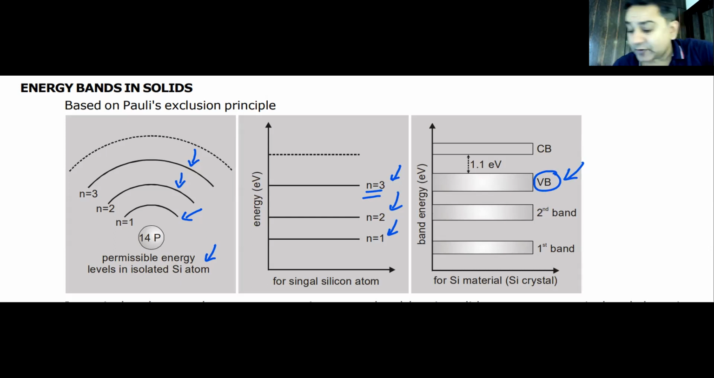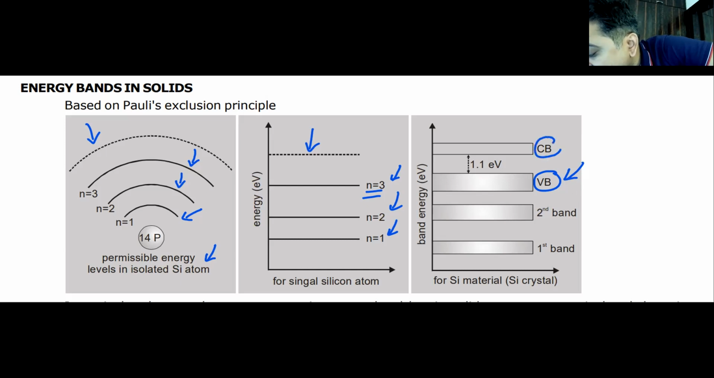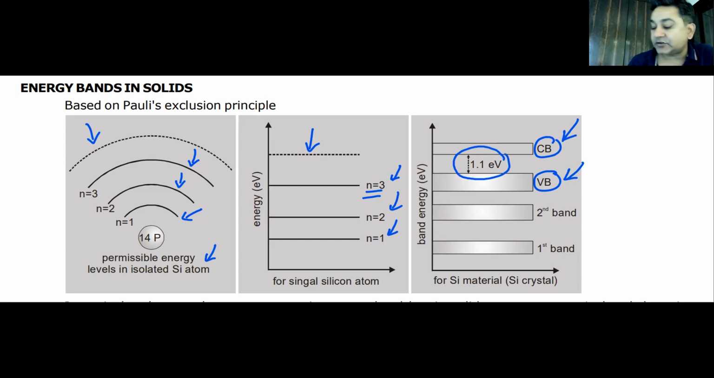Now, above this valence band, we have shells which are empty. Do we see these shells above the valence band, the last shell? There are shells which are empty. Do we understand this? Yes, sir. Now, this is known as the conduction band, CB. And as you can see, between the valence band and the conduction band, there is an energy difference of 1.1 electron volts. Do we understand this? Yes, sir.